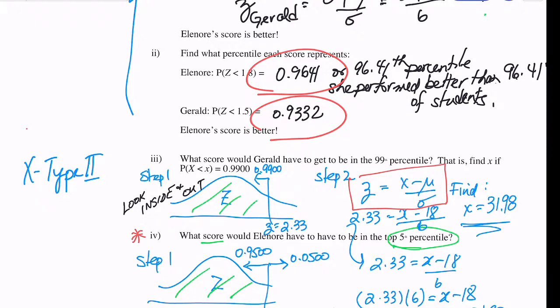So I want to know the percentile. What is the z-score for this percentage? So I need to look inside and out using the table.